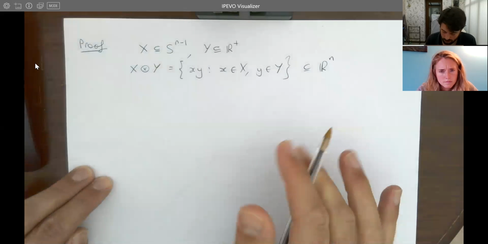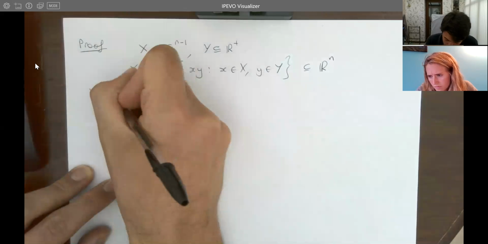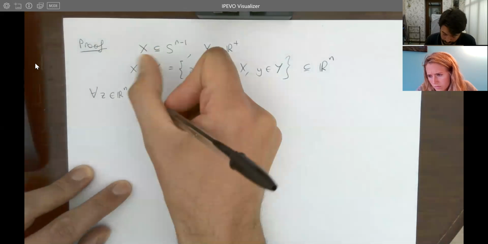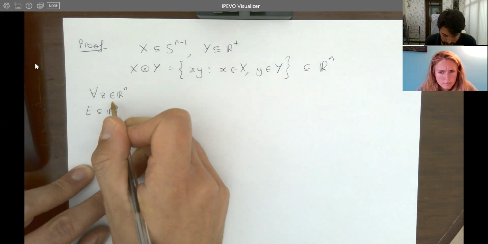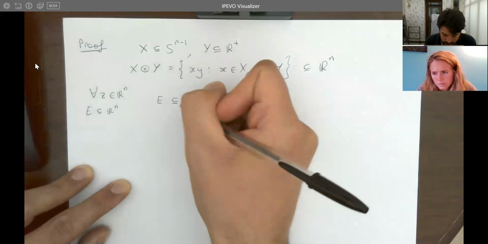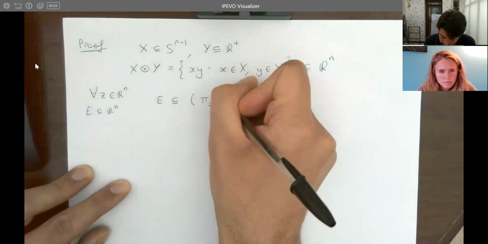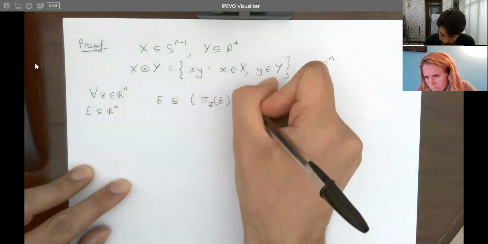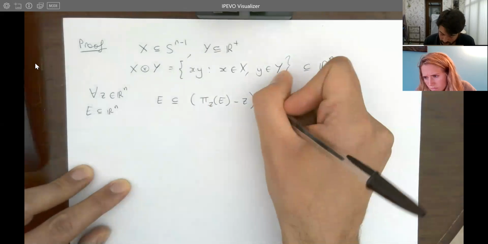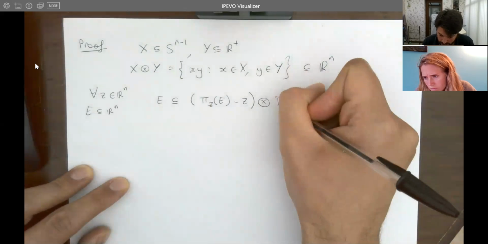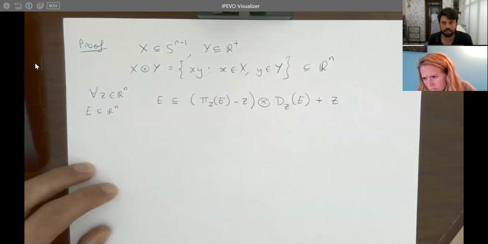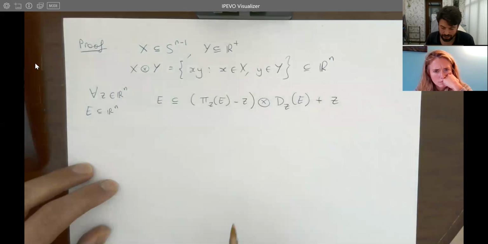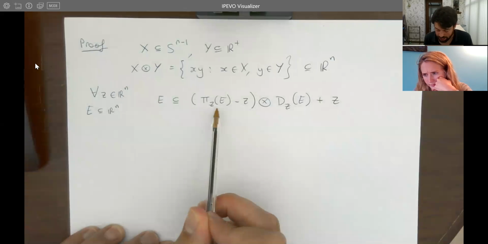Now the key thing, why this is relevant, this seems unrelated to what I've been saying previously, but the reason why this is relevant is twofold. One, and this is really the main trick, so take nothing else away from the talk, this is probably it. Given any set E in Rn and any point Z in Rn, E is going to be a subset of the radial projection of E in direction Z, translated by Z, radial producted with the distance set pinned at Z of E, and then translated by Z. This is the key thing that relates distance sets to nonlinear projections.